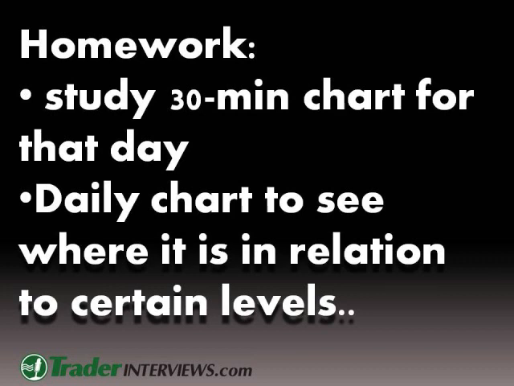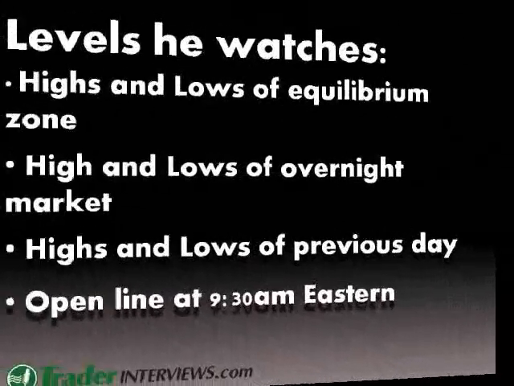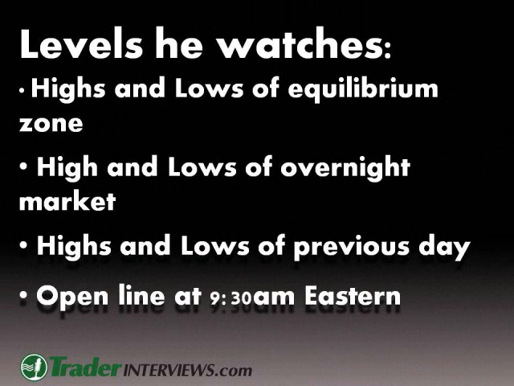where is the market in relation to the monthly open. Let me list all the highs and lows I look at. On the 30-minute chart, I look at the highs and lows of the equilibrium zones. I look at the high and low of the overnight market. I look at the previous day's high and low. And I also look at the 9:30 Eastern Time open line.